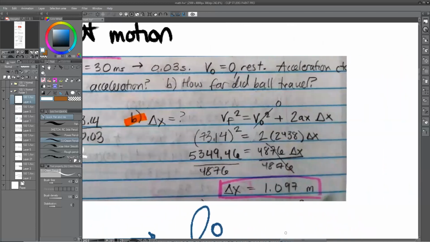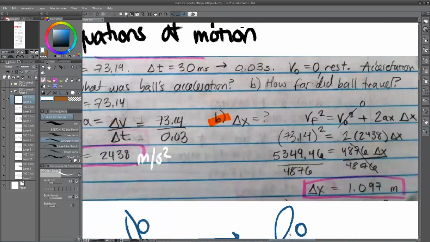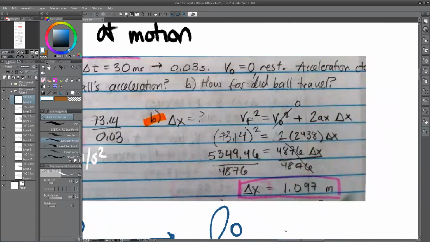And then part B, it's asking, my mistake, how far did the ball travel during the serve? So you're solving for delta x this time. So we're going to use this equation here. This equation includes the values of v final, v initial, the acceleration, and delta x. Usually you don't have to write the acceleration as ax. You can just leave it as a and use it circumstantially, but it's helpful to know ax in this situation.